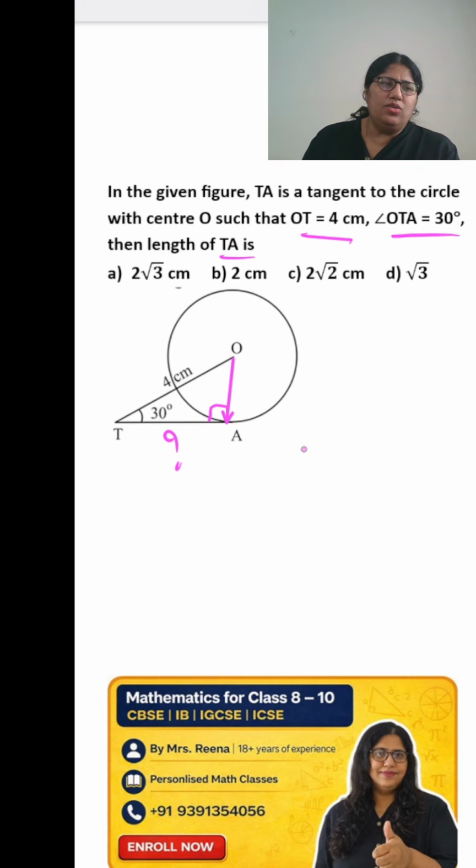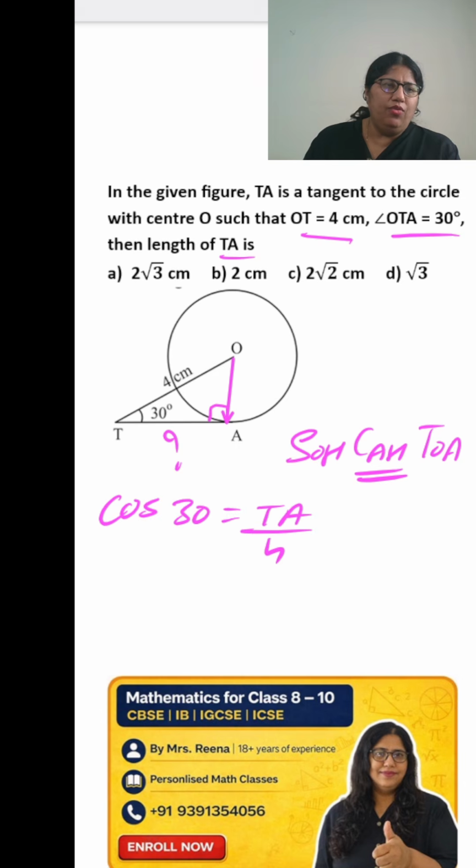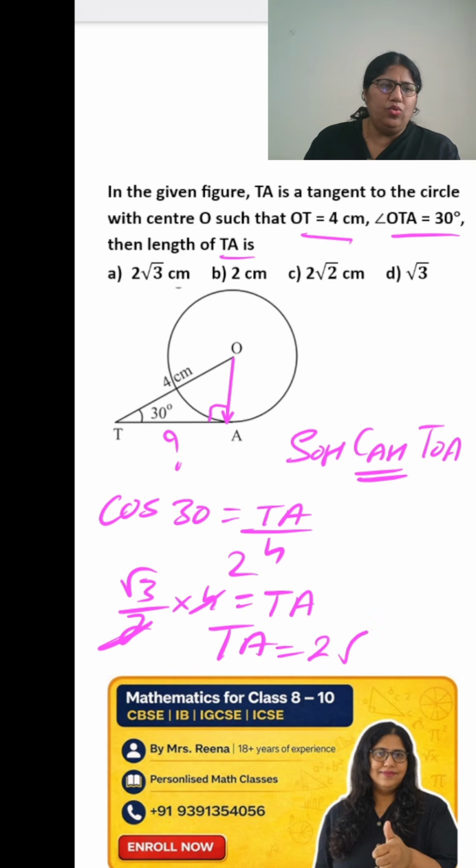SOHCAHTOA you can use here. So we are going to use cos, because we need to find out TA, which is adjacent, by hypotenuse. So cos 30 will be TA by 4, and cos 30, you know, is root 3 by 2. Root 3 by 2 times 4 is equal to TA. So the TA value is going to be 2 root 3 centimeters.